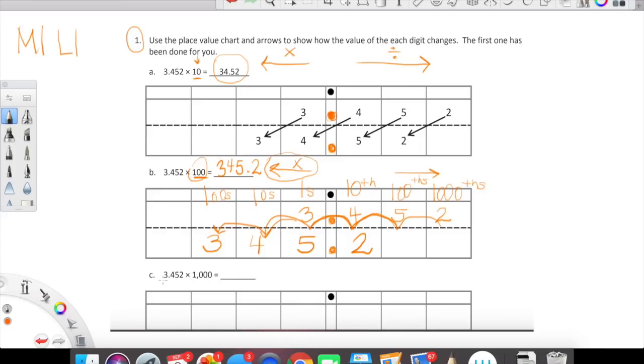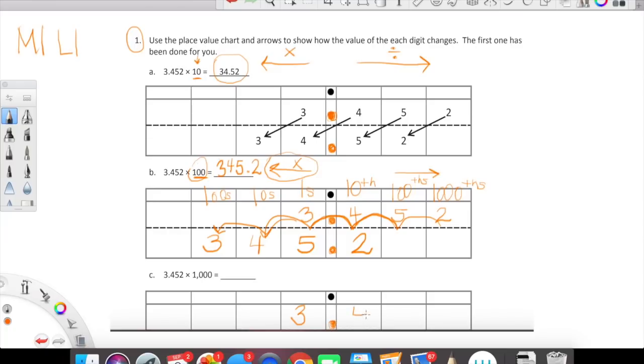So here we're going to multiply 3.452 again, and dearie me, I am out of space. I hope this turns out okay on your screen. My pen is being a little, there we go.